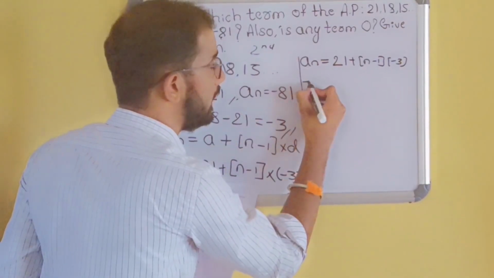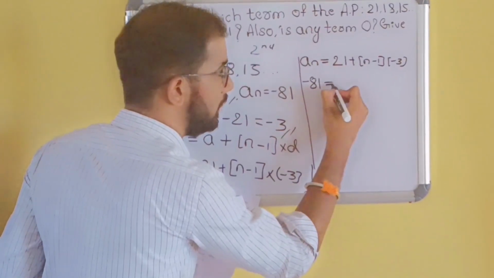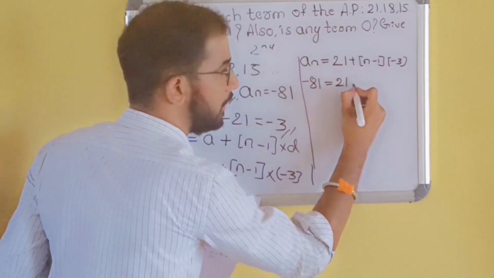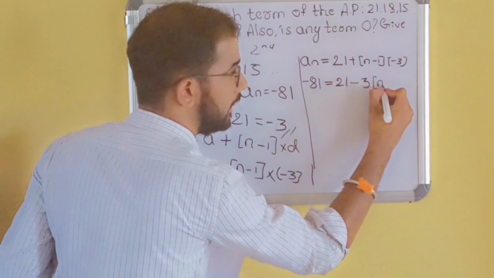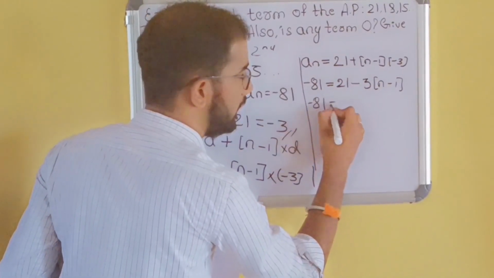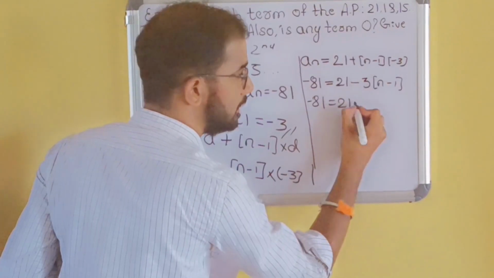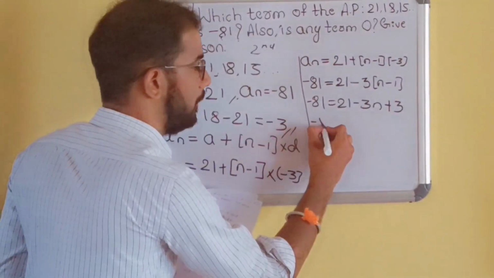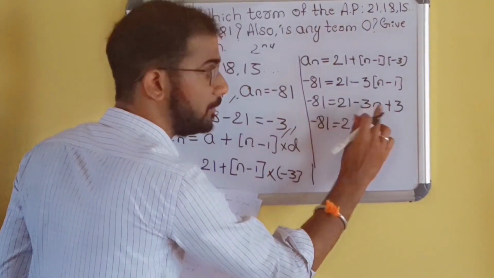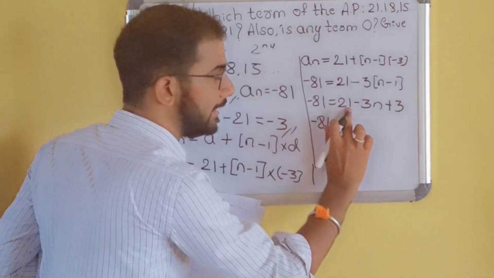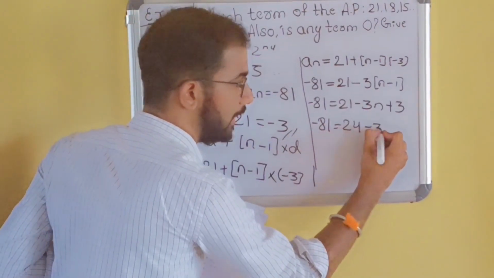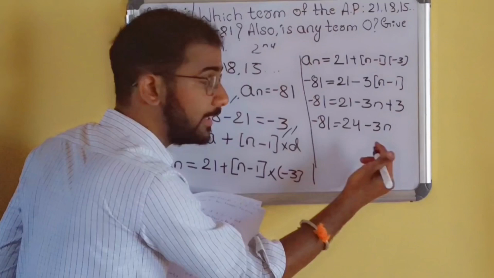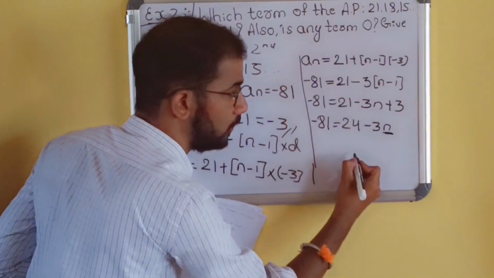So substitute an as minus 81 equals 21 plus minus 3 into n minus 1. Now minus 81 equals 21 minus 3n, minus into minus is plus 3. Now minus 81 equals 21 plus 3, that is 24, minus 3n. Here we need to find out the value of n.